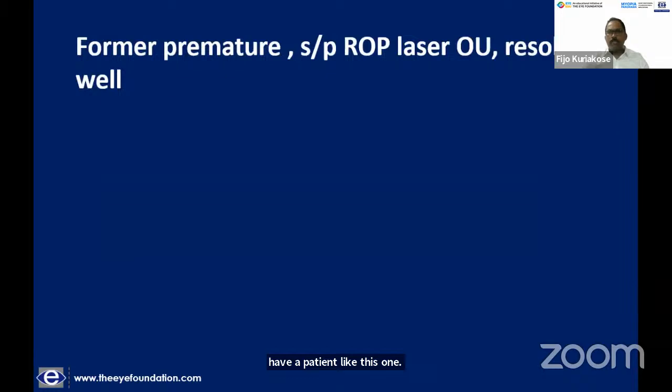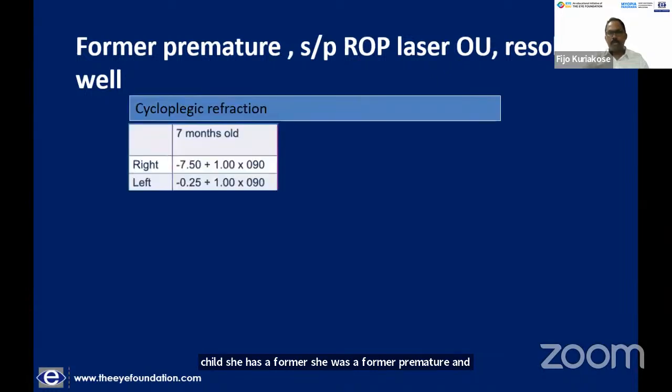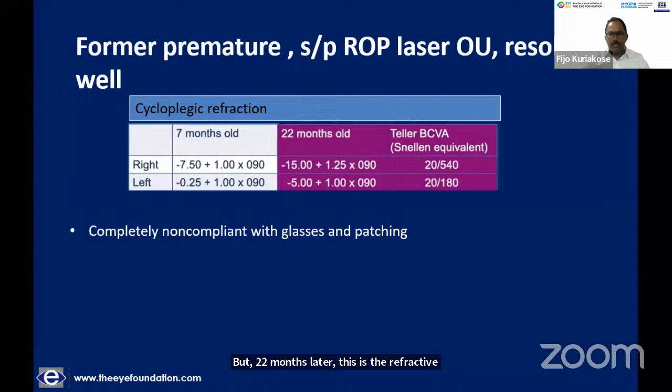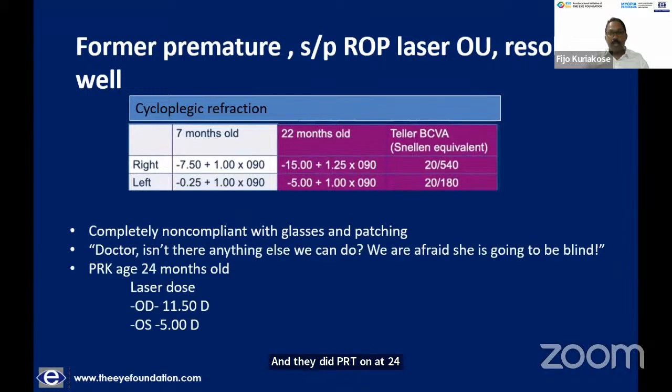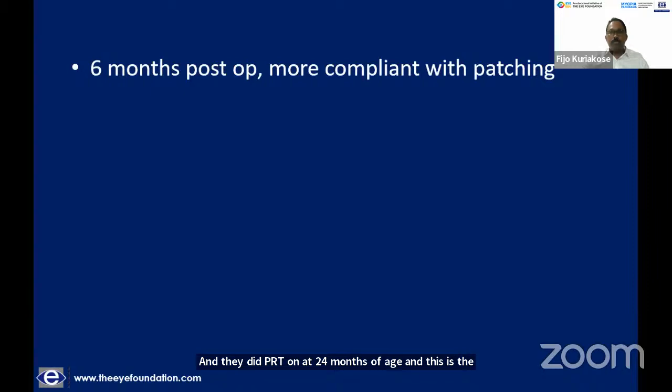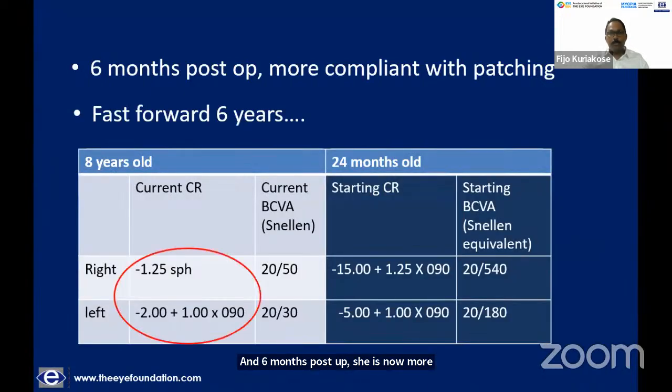Coming to another case report from Dr. Evelyn A. Pacey, this child was a former premature and had a history of ROP, and laser was done in both eyes, and it resolved well. But 22 months later, this is the refractive error. So her vision is poor with glasses, but she never wore her glasses at all. And they did PRK on her at 24 months of age, and this is the laser dose. And 6 months post-op, she is now more compliant with patching, and fast forward 6 years, this is the result.